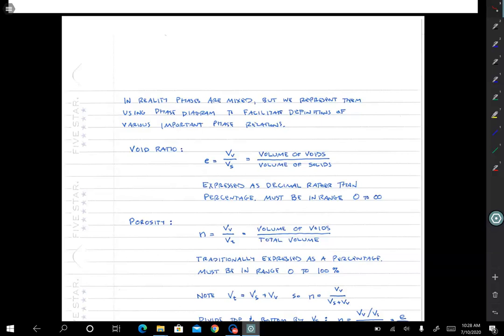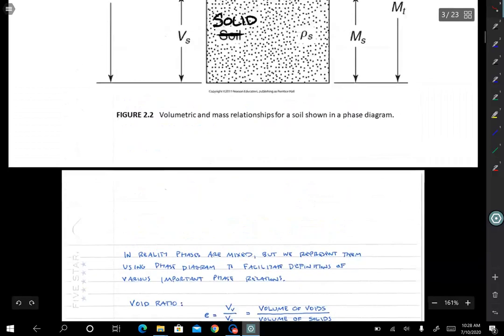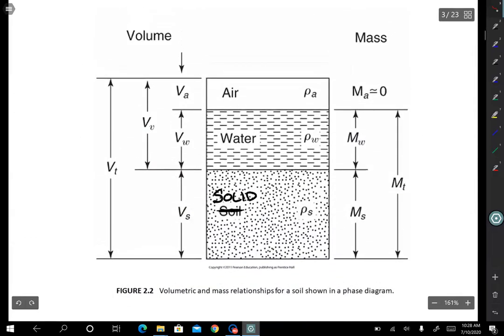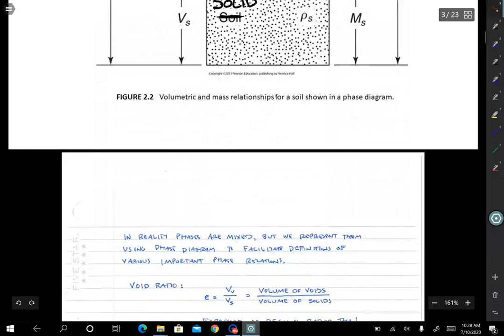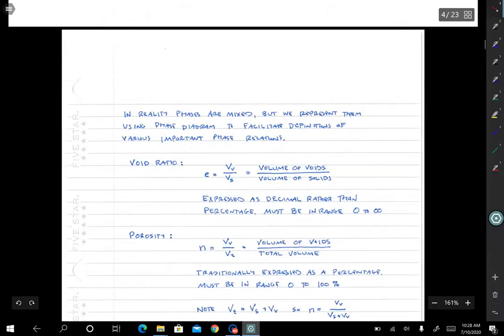On the other hand, if you took 1 grain of sand and dropped it into a bucket of water, I guess you could argue that's not really soil, it's a bucket of water with a sand grain in it. But we could still make a phase diagram for that, right? And in that case, the volume of solids would be very, very small, like maybe way down here, and the volume of voids would be very big. So if you take that ratio, volume of voids to volume of solids, it can go bigger than 1, it can go up to infinity.